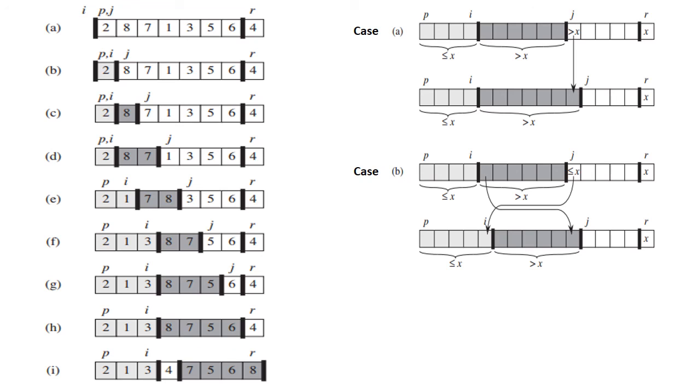So we swap 4 and 8, and 4 comes in between these two partitions. And after that we return the new position of pivot element 4, which is next to the right. That is, we return I plus 1.